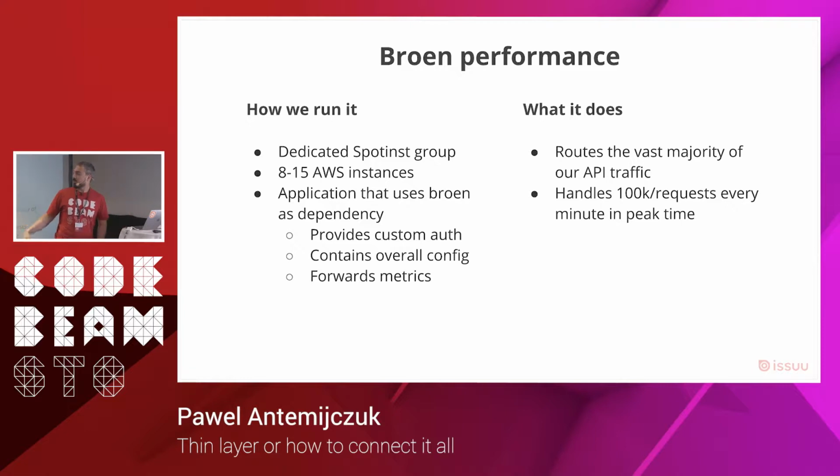It has a few extra things like, of course, Docker setups and all kinds of internal things we use. The way we deploy it is we have a Spot Instance group, which, depending on the time of day, is from 8 to 15 large AWS instances. It's probably a bit overkill compared to what it actually needs, but it makes us feel safe, that's for sure. The majority of our API traffic goes through that. Everything except some very old systems that were developed a long time ago, before this was a thing, goes through Broen, and it comes up to about 100,000 requests every minute at peak times.